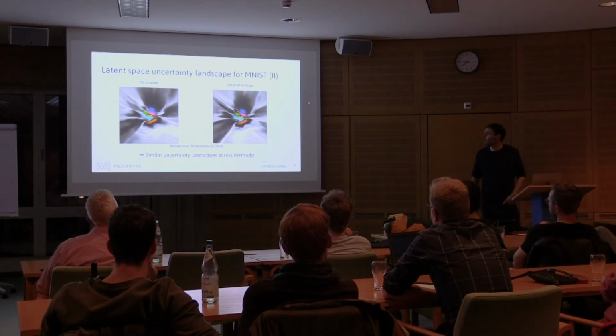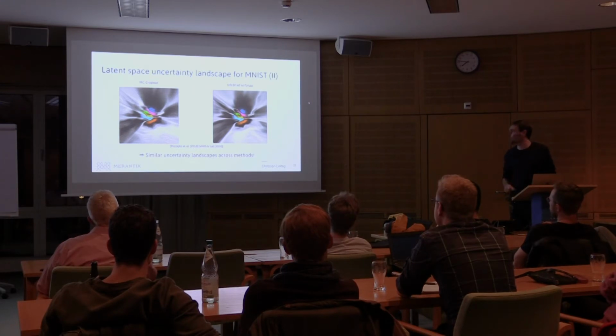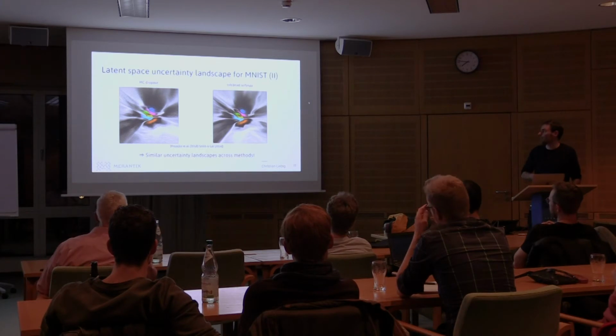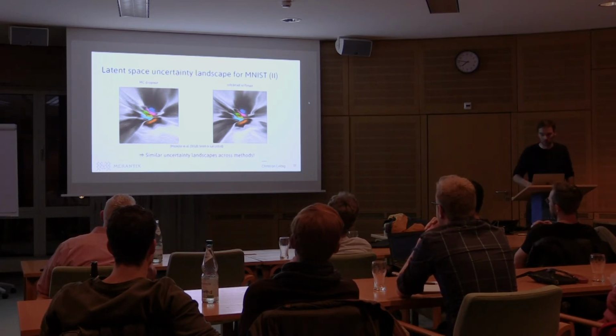And here's an exemplary comparison of two different uncertainty methods applied to the same problem. MC dropout on the left-hand side, which is what I had used, and an inhibited softmax on the right-hand side. You see that the uncertainty landscape is qualitatively very similar for the two different methods, even though they approach it quite differently.